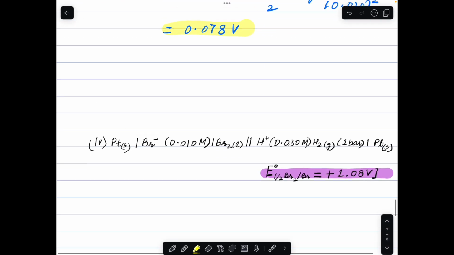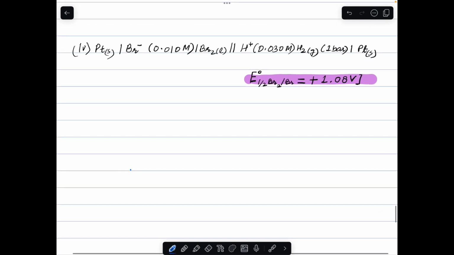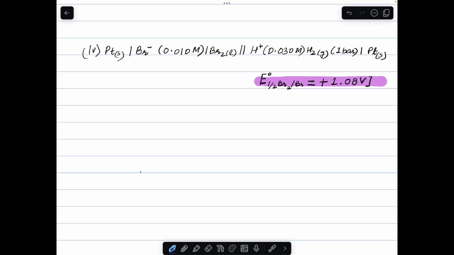Now the last one, that is your fourth one. In this case, first we have to locate anode and cathode. So in our case, the anode, the one on which oxidation is taking place, is the first one, that is your bromine.